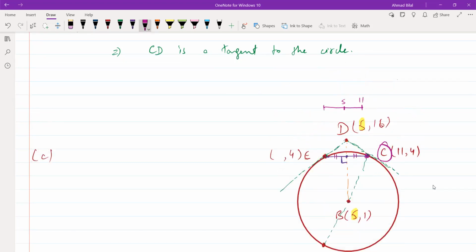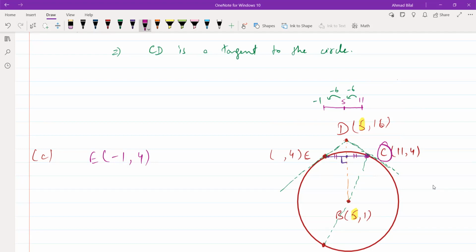Because how do you go from 11 to 5? To go from 11 to 5, you have to go 6 units to the left. That's -6. You go 6 units more to the left, and that gives you this coordinate, which is -1. So the coordinates of the point E, therefore, are going to be -1 and 4. Right? Is this clear to everyone?